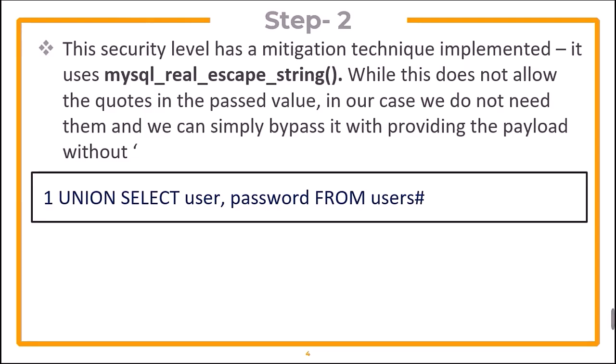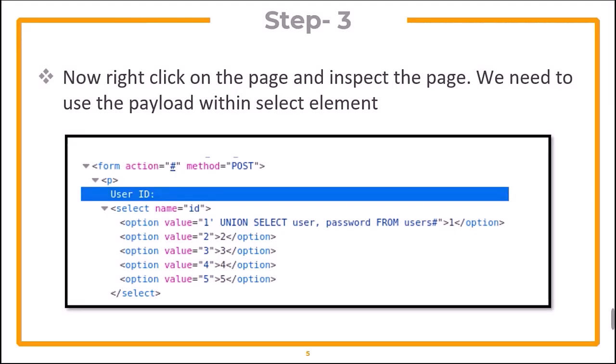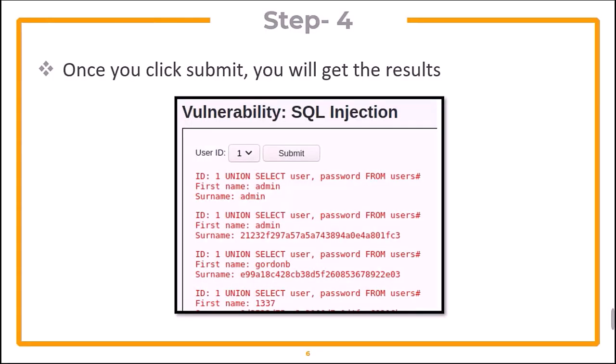This security level has a mitigation technique implemented. It uses the mysql_real_escape_string function, which does not allow quotes in the passed value. In our case, we do not need them, and we can simply bypass it by providing the payload without the apostrophe. We need to right-click on the page and inspect the page, and we need to use the payload within the select element. And once you click Submit, you will get the results.